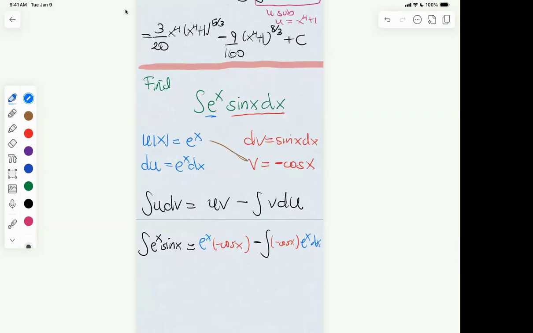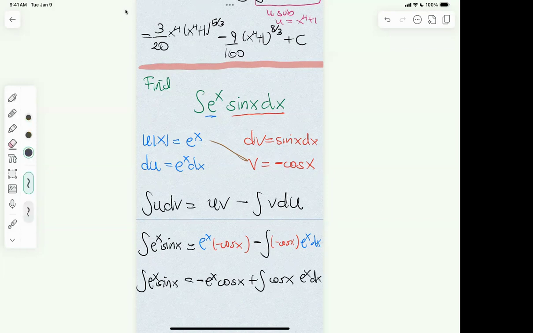Okay, so before continuing, there are too many minus signs, which are kind of annoying. So what we found so far is that this is negative e to the x cosine of x, and then minus minus becomes a plus, so plus the integral of cosine of x e to the x dx. Okay, so far so good.